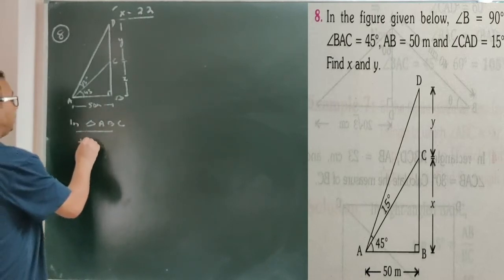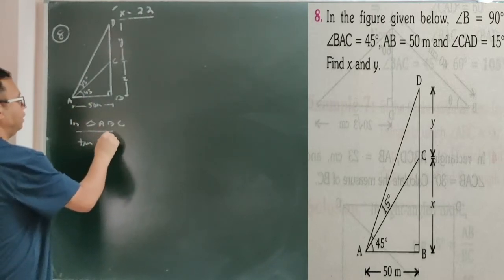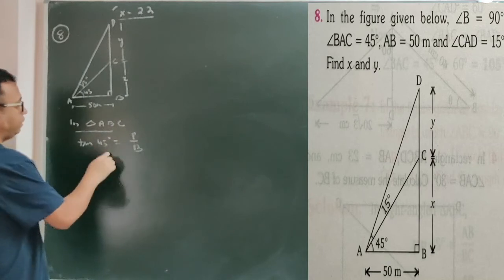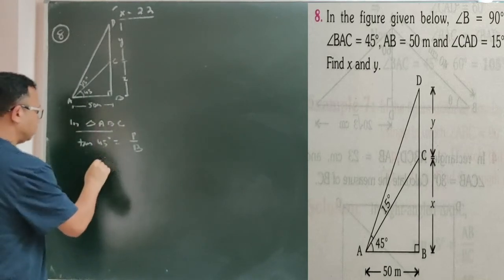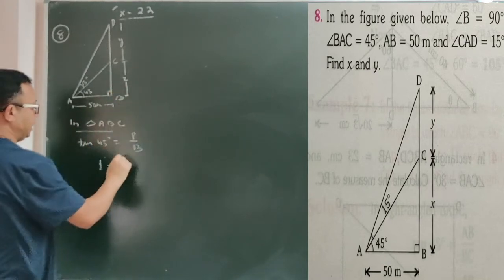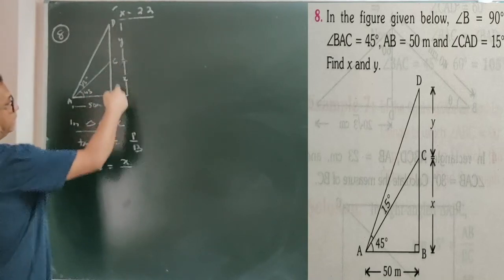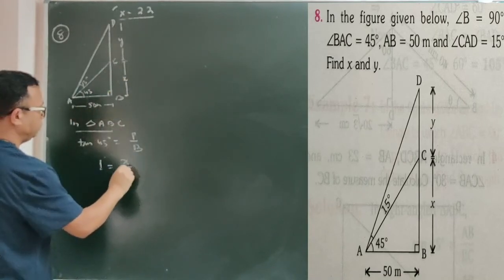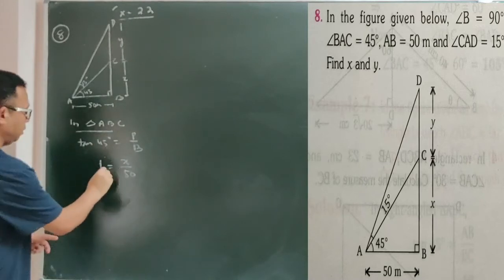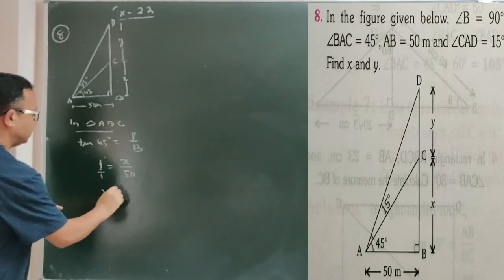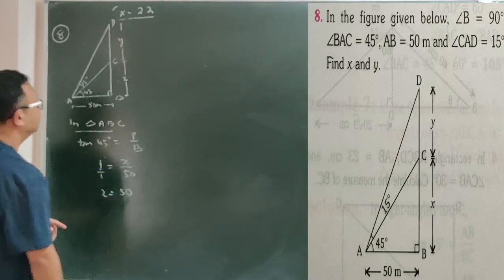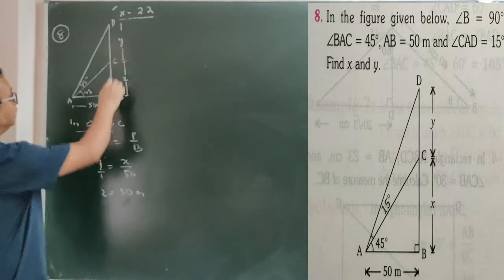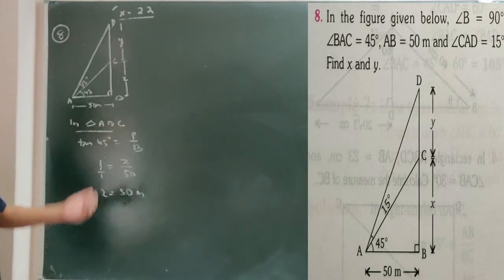So there we go, tan angle 45 degree is perpendicular by base. Tan 45 from the table, if you see, the value is 1. Perpendicular is x. You are asked to find the value of that x, and base is 50. Now cross multiply here. 1 will multiply x to give you x, and 1 times 50 is 50. So there you are, x value is 50 meter. Okay, easily you got what x is.